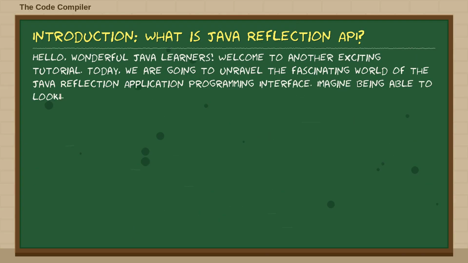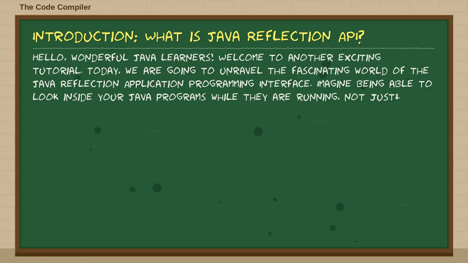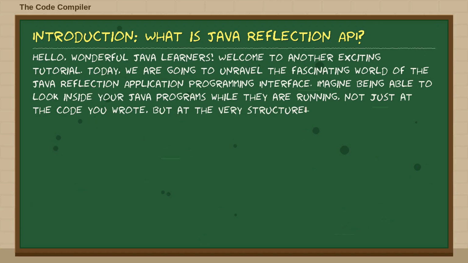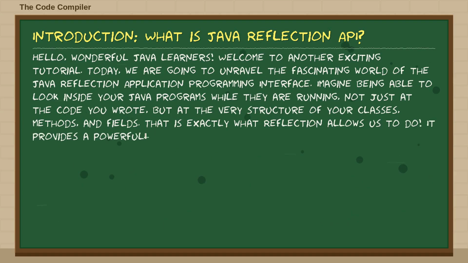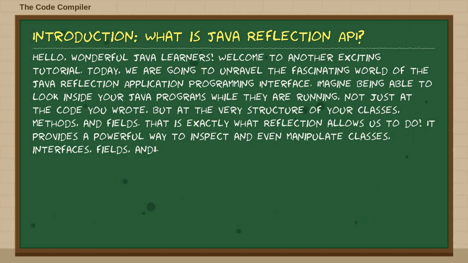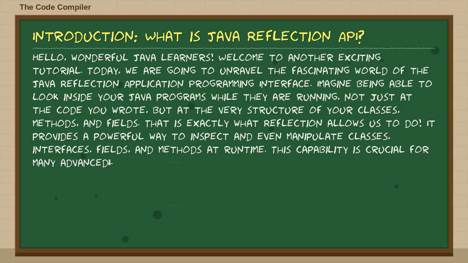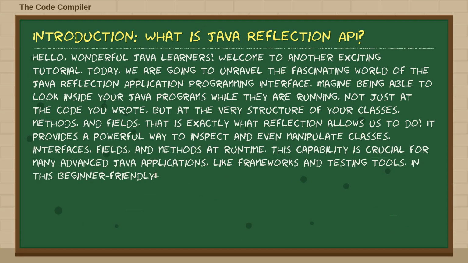Imagine being able to look inside your Java programs while they are running, not just at the code you wrote, but at the very structure of your classes, methods, and fields. That is exactly what reflection allows us to do. It provides a powerful way to inspect and even manipulate classes, interfaces, fields, and methods at runtime. This capability is crucial for many advanced Java applications, like frameworks and testing tools.